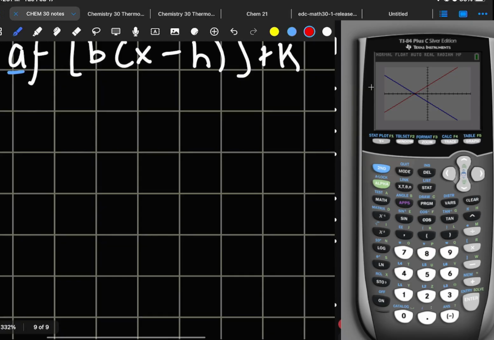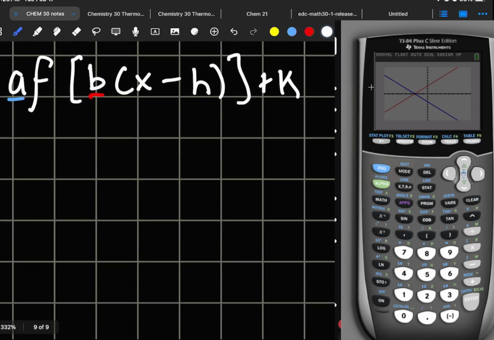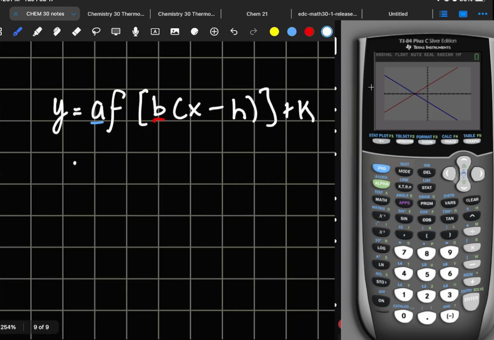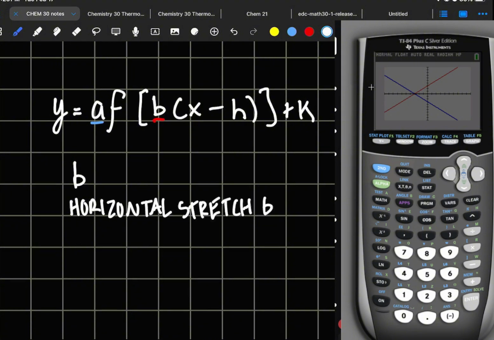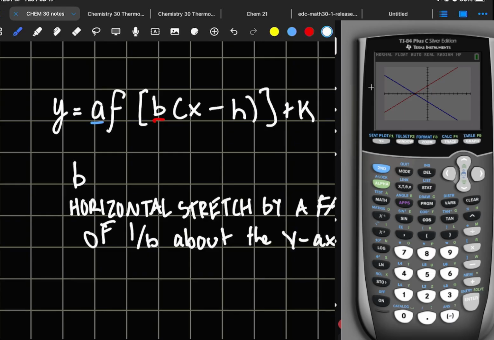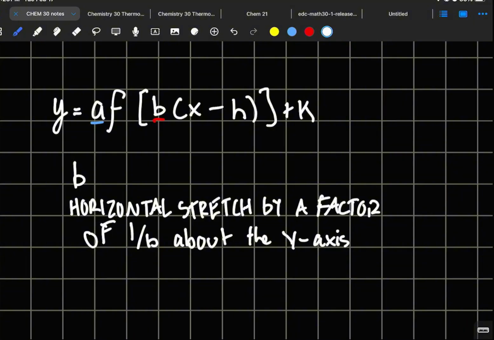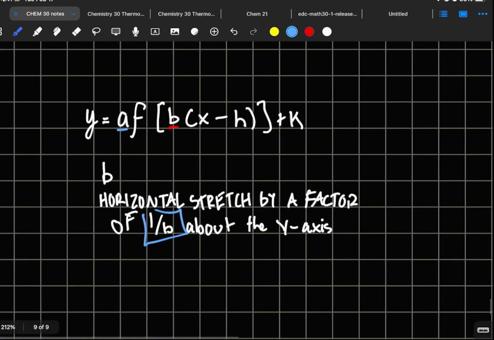Now, if we take a deeper delve into the parameter b, it's going to be a similar scenario. We're going to have b is going to be a horizontal stretch. So it's a horizontal stretch by a factor of 1/b about the y-axis. Now, effectively, this is going to be the opposite of our vertical stretch, because we're going to have a horizontal stretch by a factor of 1/b. It's always going to be 1 over whatever your b value is in your equation.